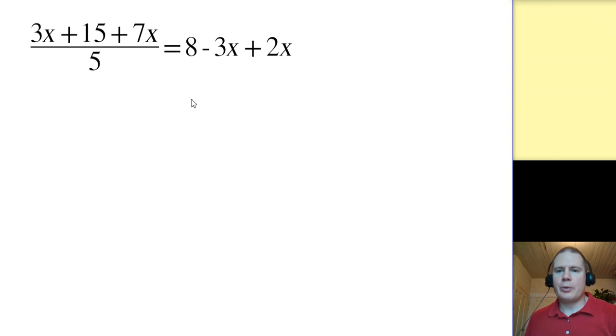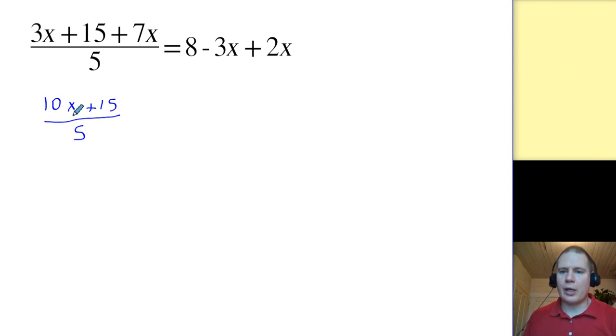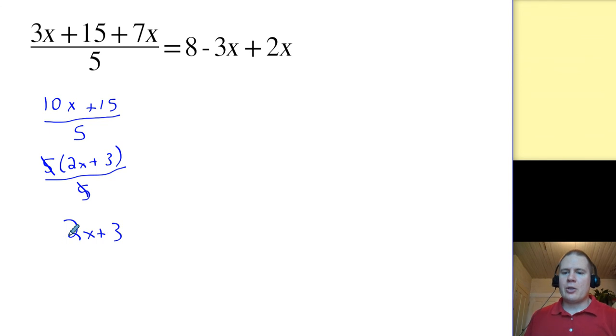So first step, simplify each expression independently. So I have 13x plus 7x, that's 20x, plus 15. And then these have a common factor of 5, which is going to cancel, so it's helpful to factor that out. Right, 5 cancels with 5. Now I have my variable being multiplied by something. Can't simplify that. Then plus 3. Can't simplify that. This is as simplified as I can get.